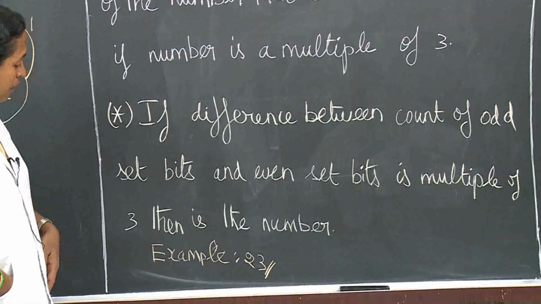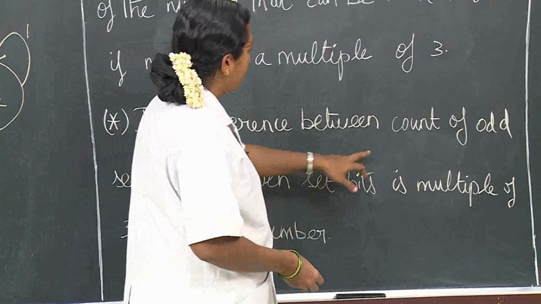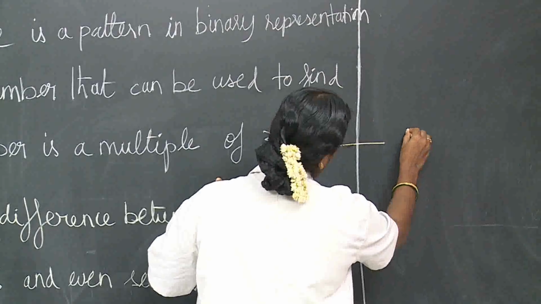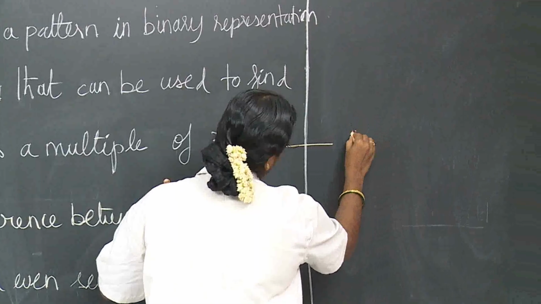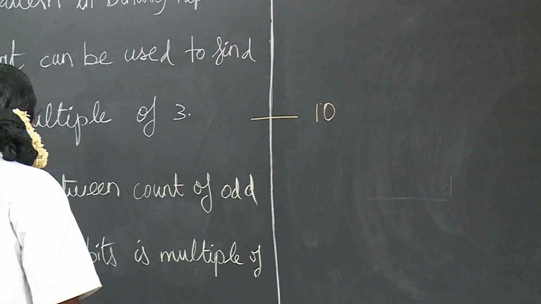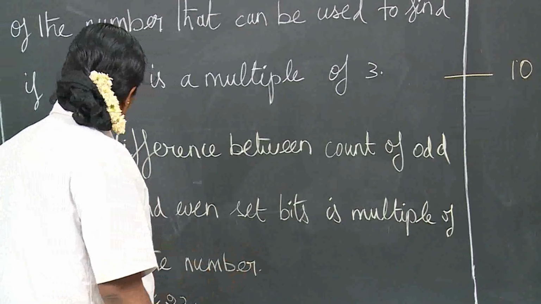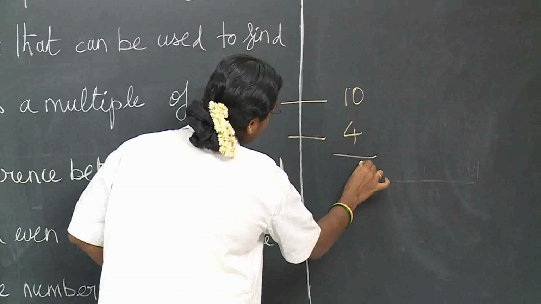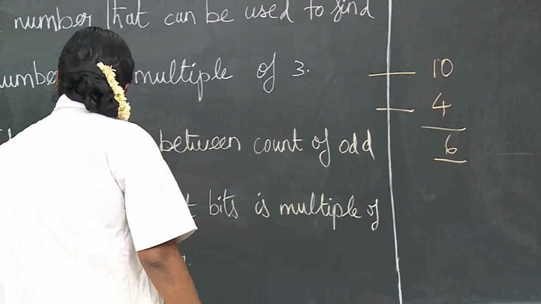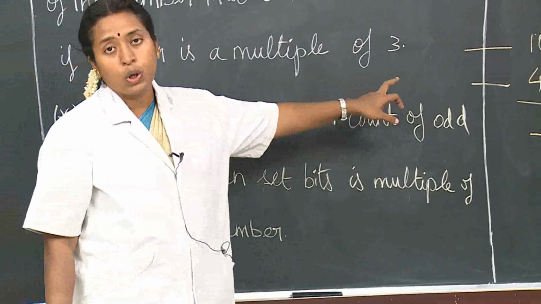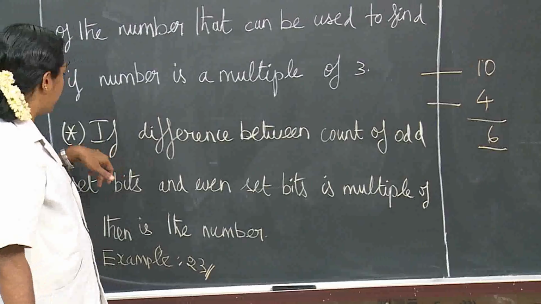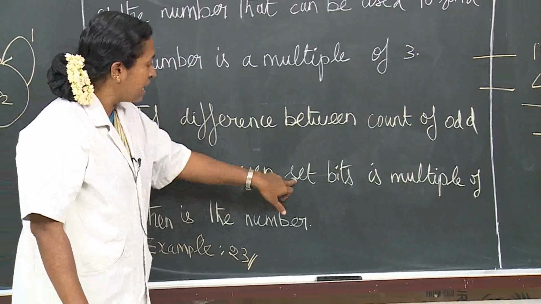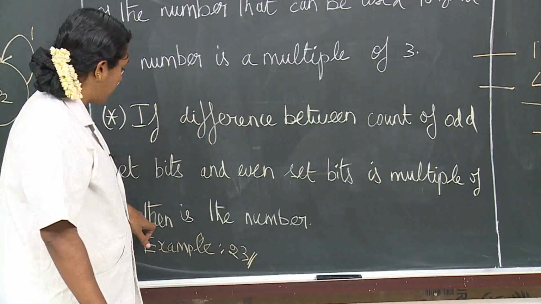For example, if the count of odd set bits is 10 and the count of even set bits is 4, then the difference between both is 6, which is a multiple of 3, then the binary number is also a multiple of 3. Listen to what I have given. If the difference between the count of odd set bits and even set bits is a multiple of 3, then the number is a multiple of 3.